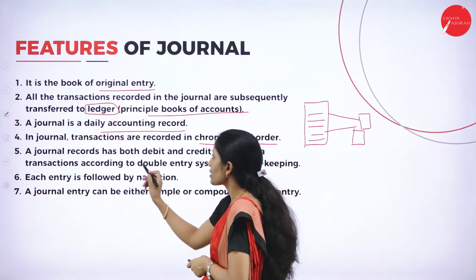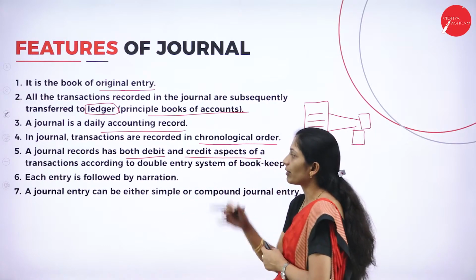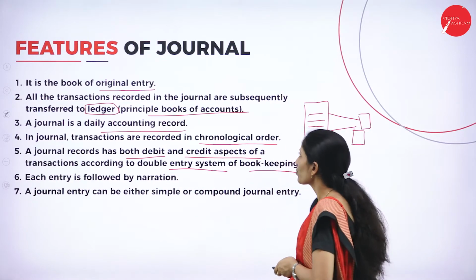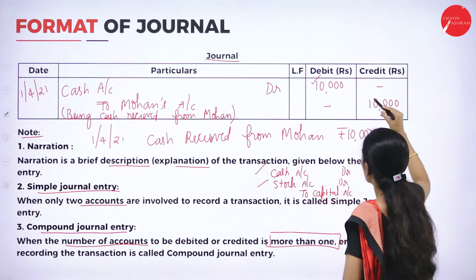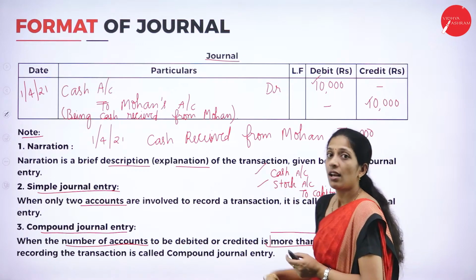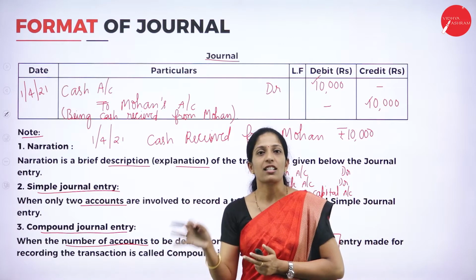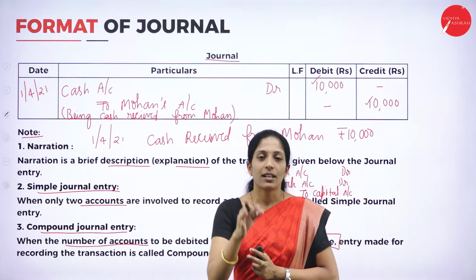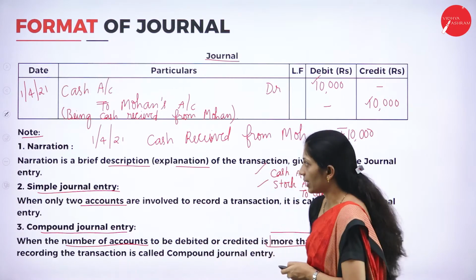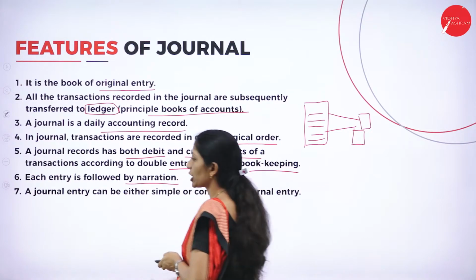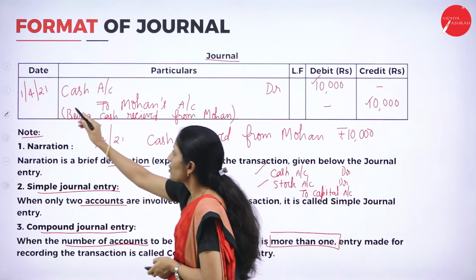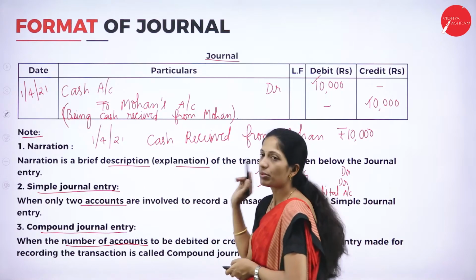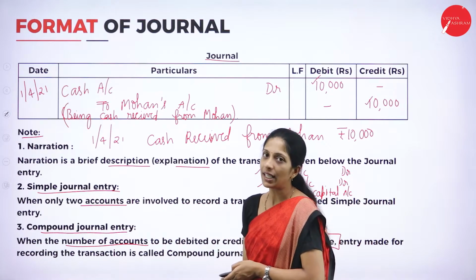A journal records both the debit and credit aspect of a transaction according to the double entry system of bookkeeping. So, if you see the transaction, here 10,000 is debited and 10,000 is credited. In the sense, for each and every debit, there should be a corresponding credit. In the sense, we are going to follow what? Double entry system, where the total of debit should be equal to total of credit. Next one is each entry is followed by narration. Of course, I have given the example here. Whatever is written in the bracket is called as narration. So, each and every journal entry has to be followed by narration.